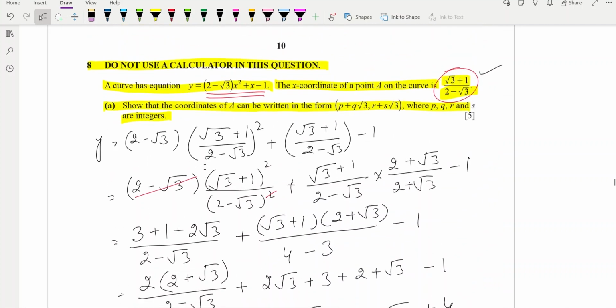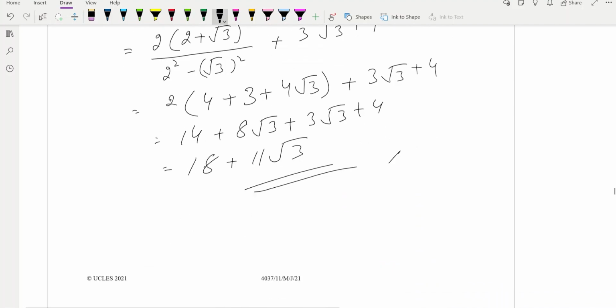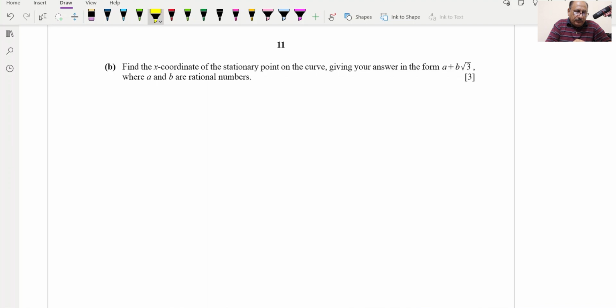That's why it's a little lengthy, but it is a 5-mark question. It's a very nice 5-mark question. Done. Question number 8, B part.